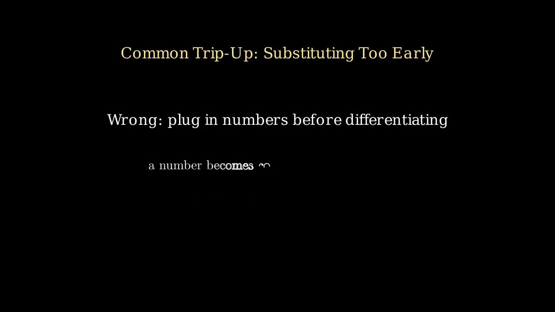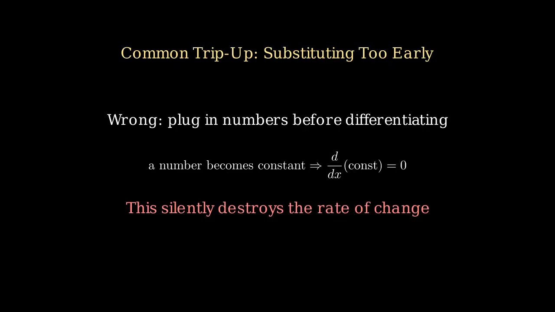Students often substitute the known numerical values into the equation before differentiating instead of after. This is a serious error because plugging in a number turns a variable into a constant, and once you differentiate a constant, you get 0, silently destroying the very rate of change you were trying to find.